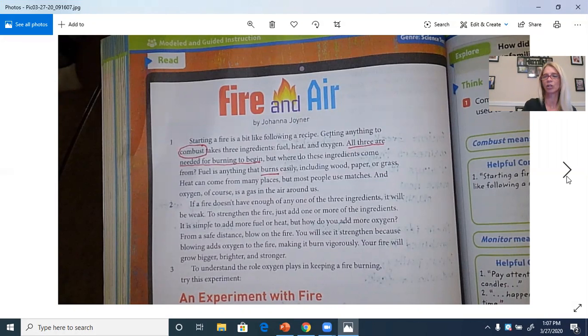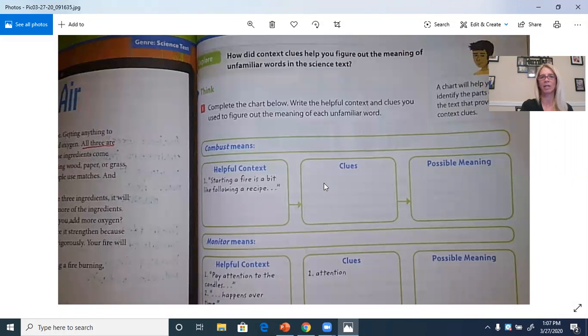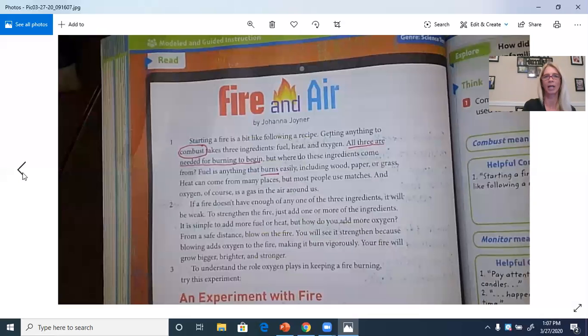So let's look over at page 205. On page 205, it says helpful context, clues, possible meaning, and then we're going to get what combust means at the end. So a chart will help identify the parts of the text that provide context clues. So if you look at the helpful context, it says starting a fire is a bit like following a recipe. So that part actually came right here. Starting a fire is a bit like following a recipe. Okay, so it comes before the word.